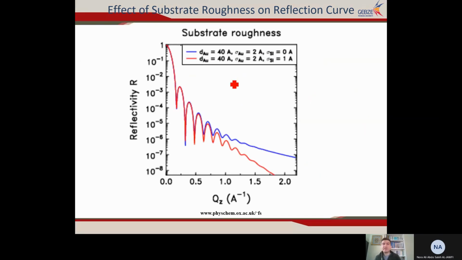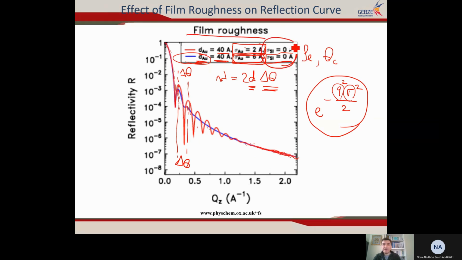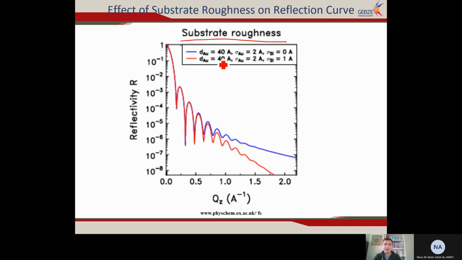Let me continue with the substrate roughness. In the previous case, we discussed film roughness, and we didn't have any roughness on the substrate. But here we have the same thickness of gold and the same roughness of gold, and different roughnesses on the substrate. Here we have 0 roughness on the blue one, and 1 angstrom roughness on the red one. So what happens?